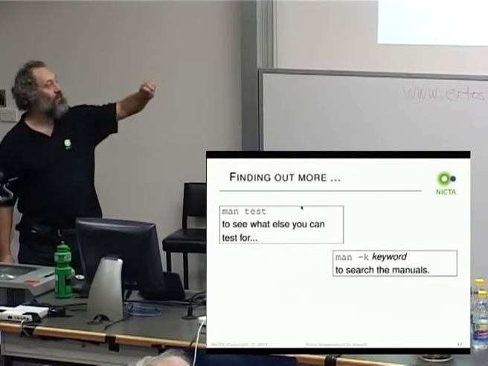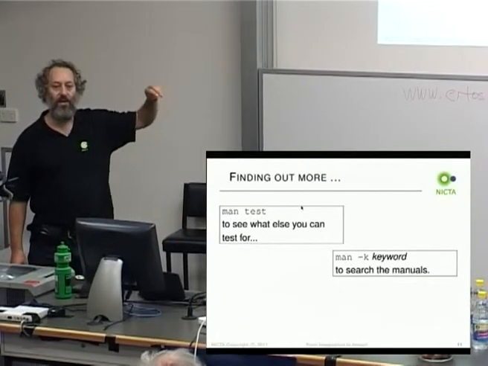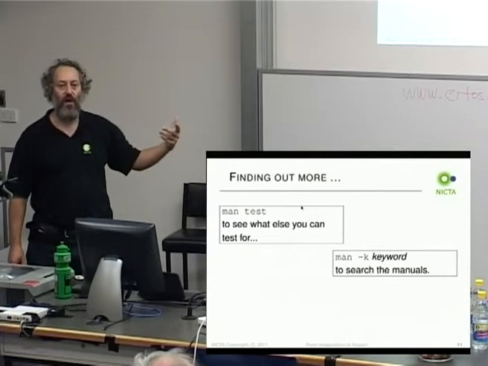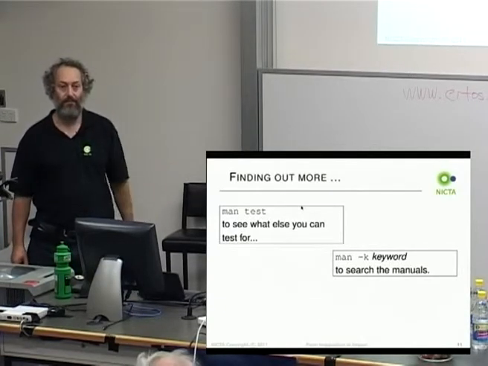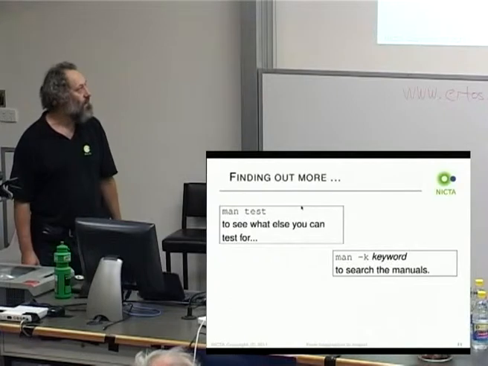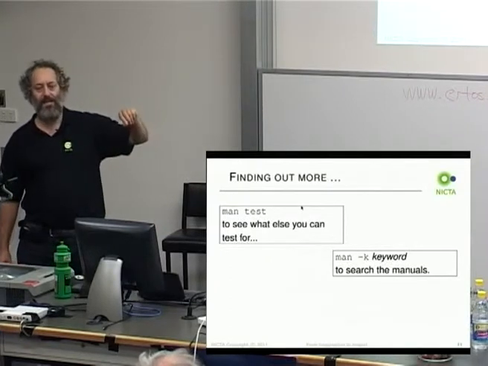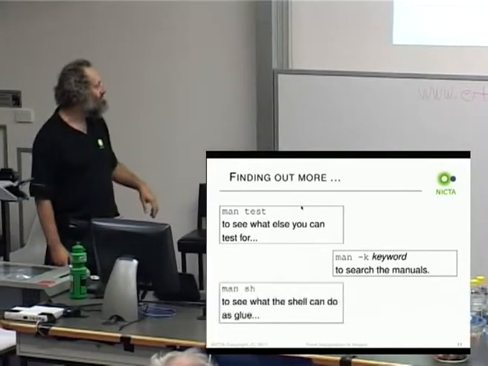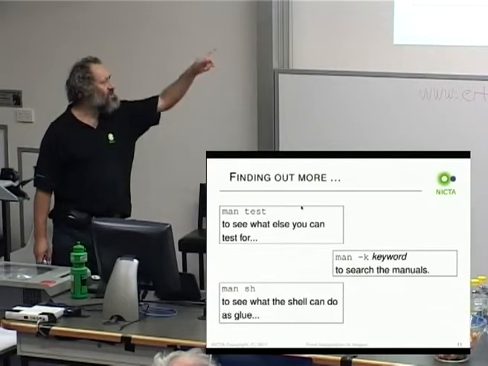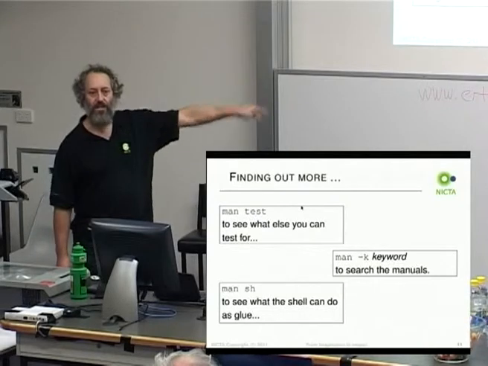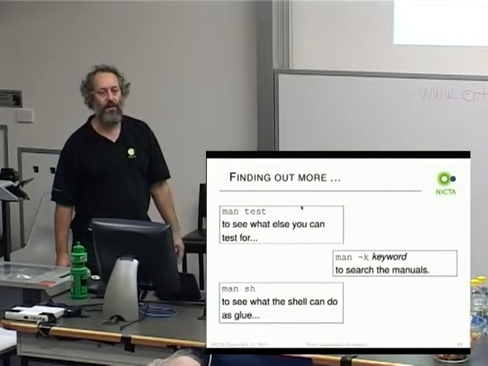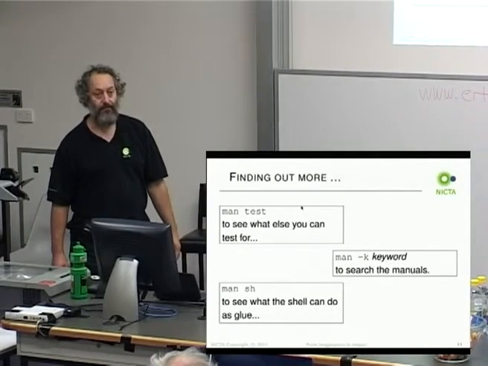man -k, then a keyword, will look up that keyword in the manual's index and try and tell you which ones are available. That's really useful. That's got an alias apropos, but I can never remember how many P's and O's it's got in it, so man -k. And man sh itself, to see what the shell can do, is glue. That's really useful bedtime reading.